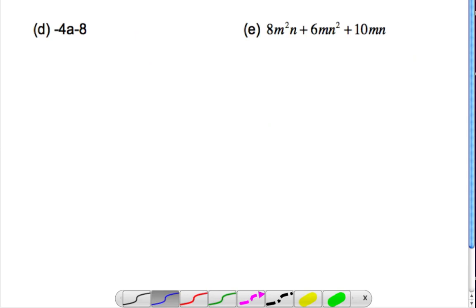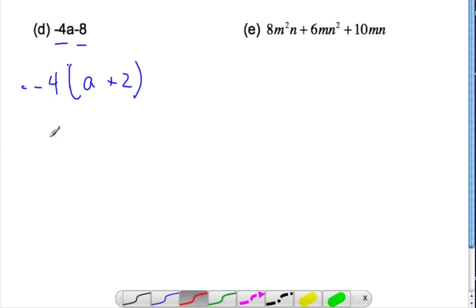Let's try a little bit more challenging ones, perhaps. Let's try this one now. What's common between negative 4a and negative 8? We could take out negative 4, right? I like the negative. Pull out the negative. So negative 4 comes out, and I have an a here. And then we're going to times it by positive 2, so in the brackets it's just a add 2, right? Because negative 4 times a positive 2 is negative 8. Be careful of your positive and negative signs.